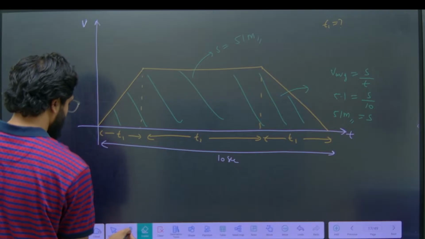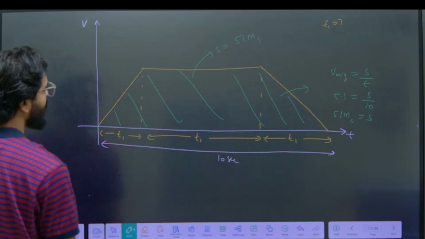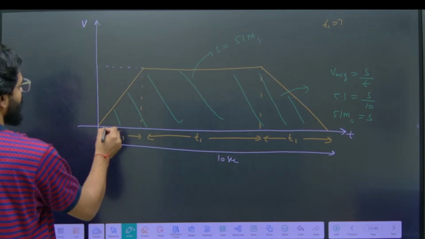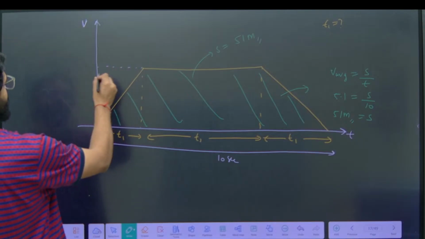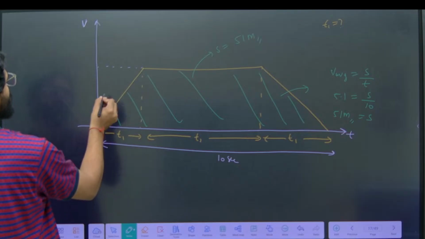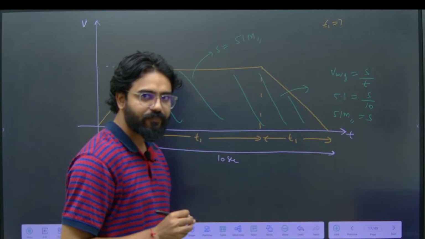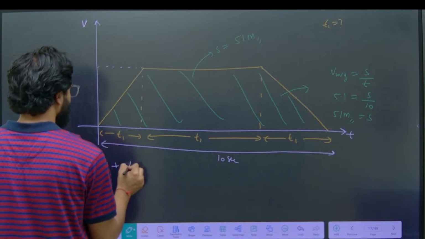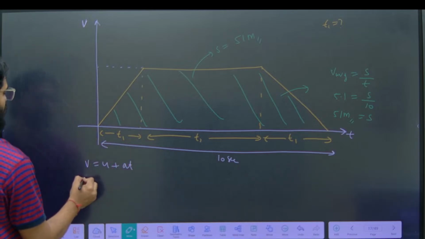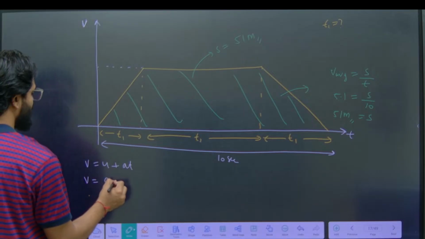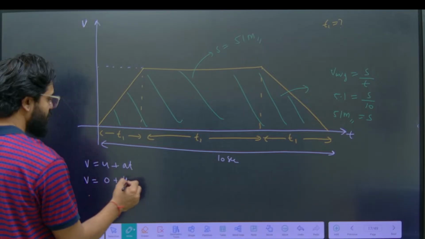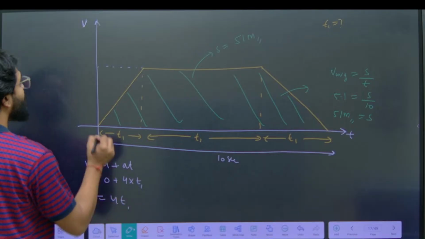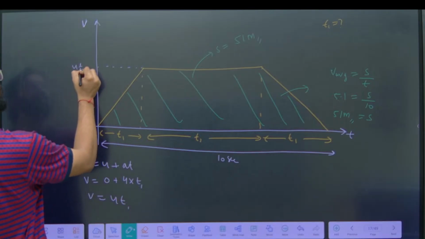And then they are asking for T1. It will be solved, don't worry. Over here, if we can calculate this velocity, we can use V equals U plus at. So we have to calculate the final velocity. Initial velocity is 0, acceleration is 4 and time is T1. So it is 4T1.